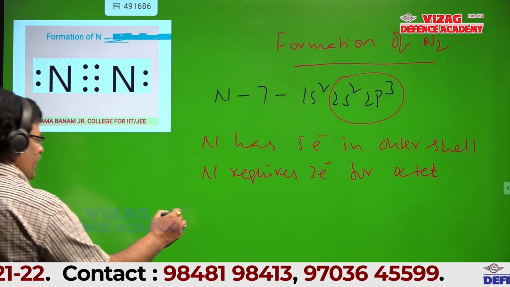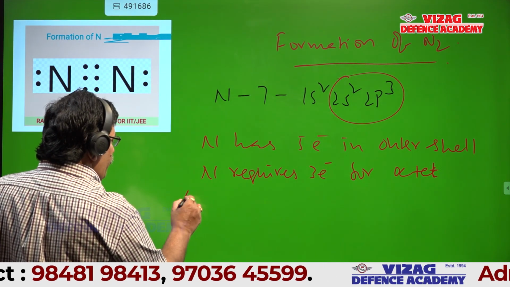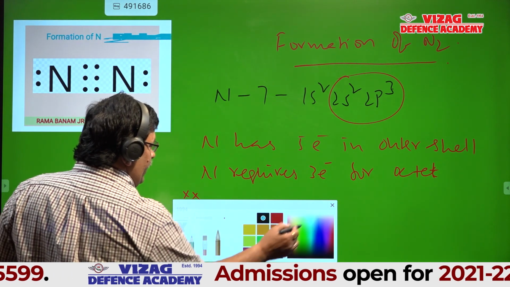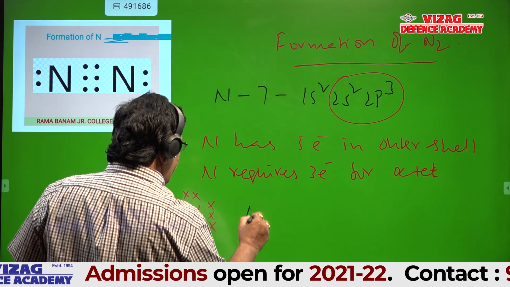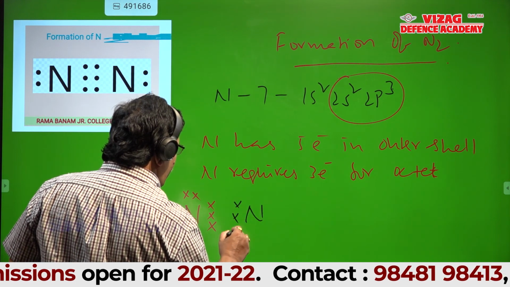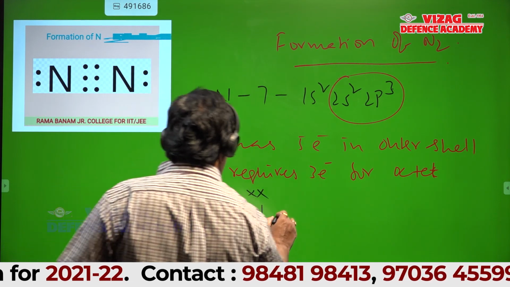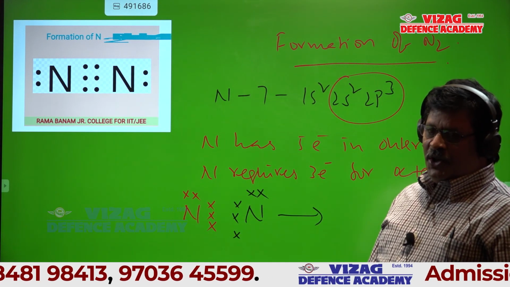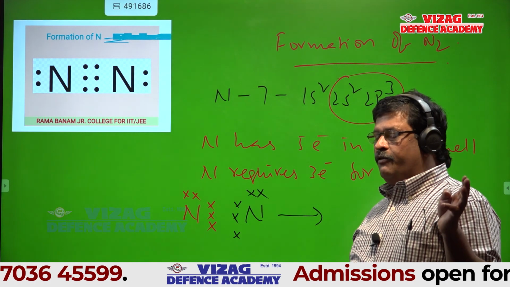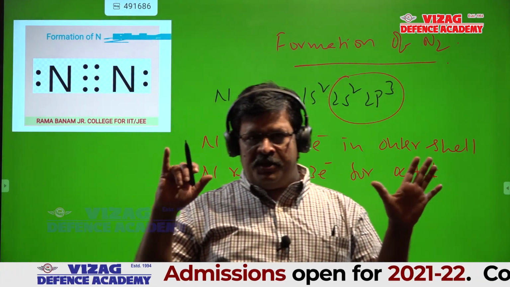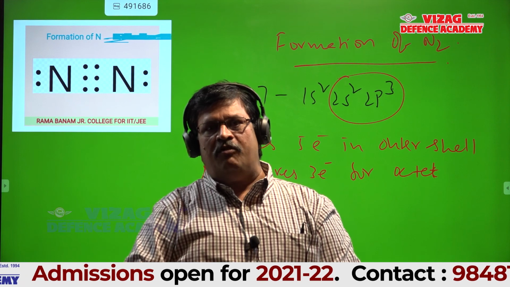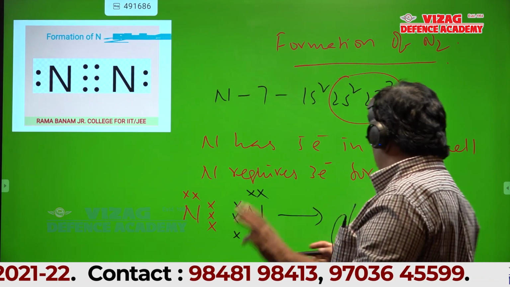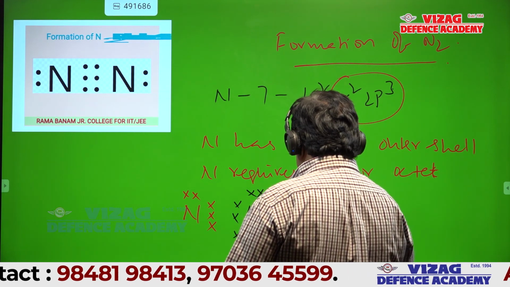Now I'll write here nitrogen with 5 electrons, second nitrogen with 5 electrons. So each nitrogen contributing 3 electrons. So total electrons involved in the formation of N2 molecule is 6. Total electron pairs involved are 3. Each nitrogen contributes 3. Is it okay? Yes, sir.